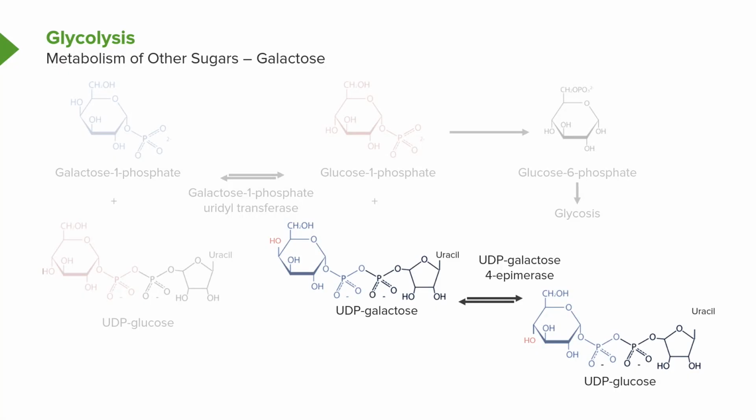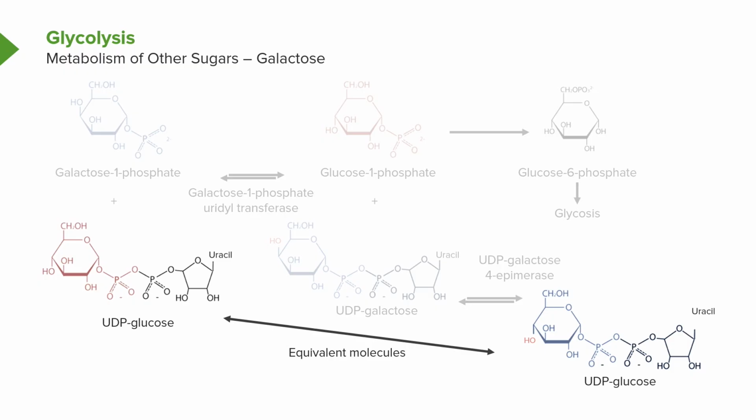Again, a mouthful of a name, but the reaction is quite simple. The galactose at the end of the UDP is converted into a glucose. That reaction means that we've now gotten to a point where we have made our starting material: UDP glucose on the right, UDP glucose on the left. The UDP glucose on the left now continues the process, metabolizing more galactose. So in this way, all galactose can ultimately be converted into glycolytic intermediates.